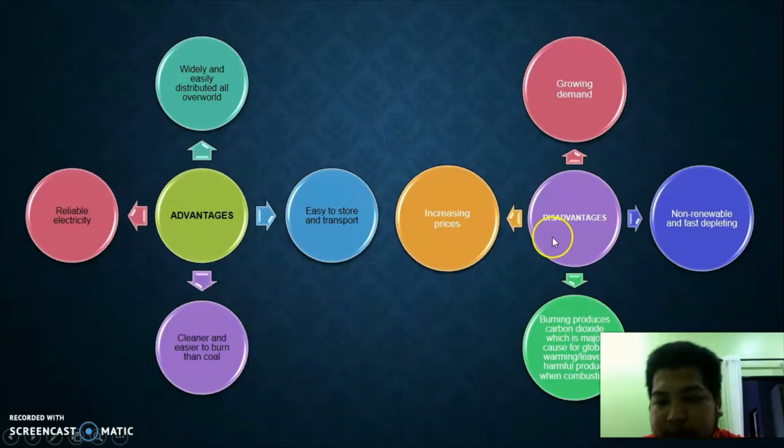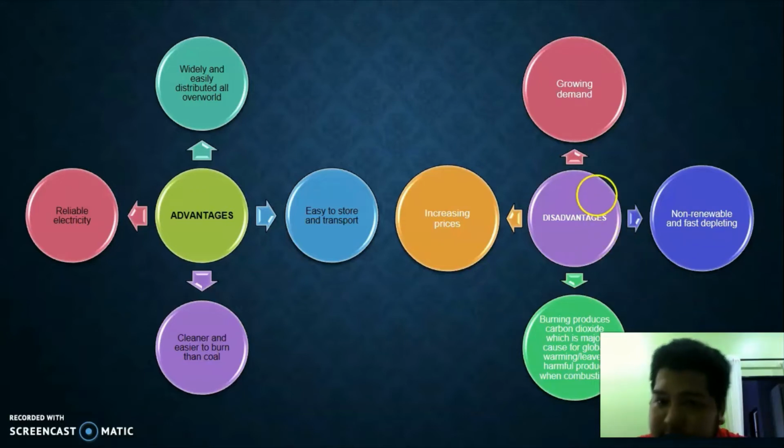Okay, now disadvantages. Firstly is increasing in price. Second is growing demand, and third is non-renewable and fast depleting. Lastly, burning produces carbon dioxide, which is a major cause of global warming, or leaves harmful products when combusting.